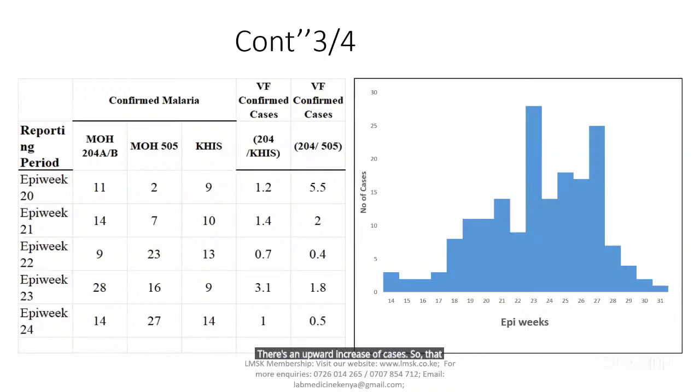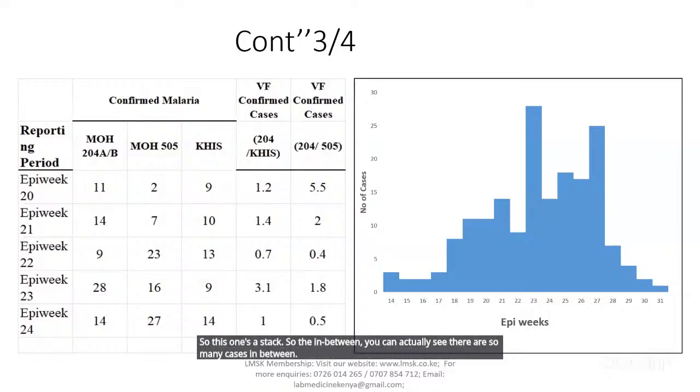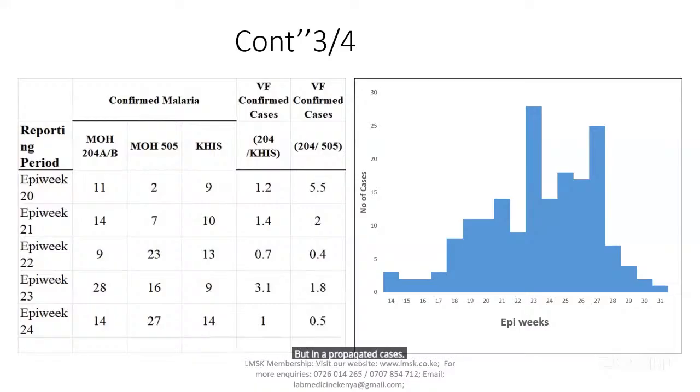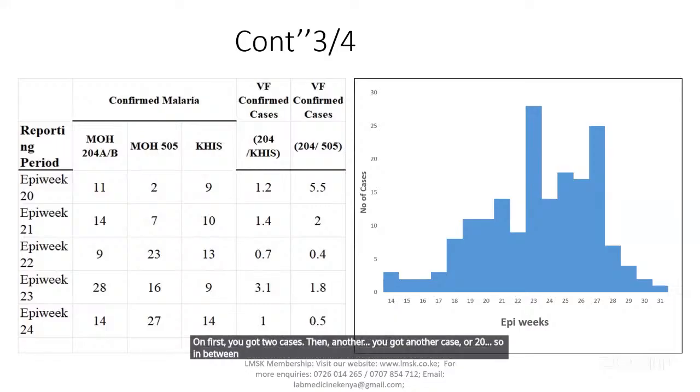So that one can actually help you. These ones are stuck together, so in between, you can see there are so many cases. But in a propagated source, you'll see there are spaces in between. Like at first, you got 2 cases, then another, you got another case on the 20th. So in between, there's a lot of space.